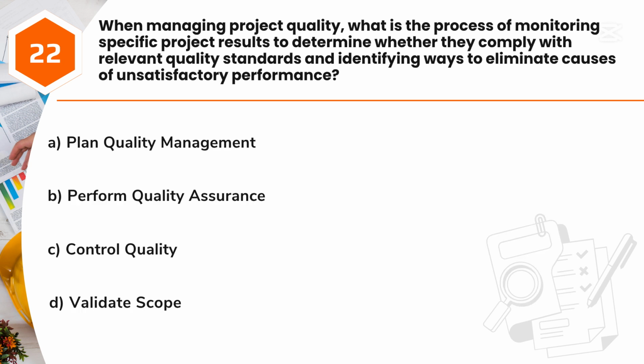Question 22. When managing project quality, what is the process of monitoring specific project results to determine whether they comply with relevant quality standards and identifying ways to eliminate causes of unsatisfactory performance? A. Plan quality management. B. Perform quality assurance. C. Control quality. D. Validate scope.